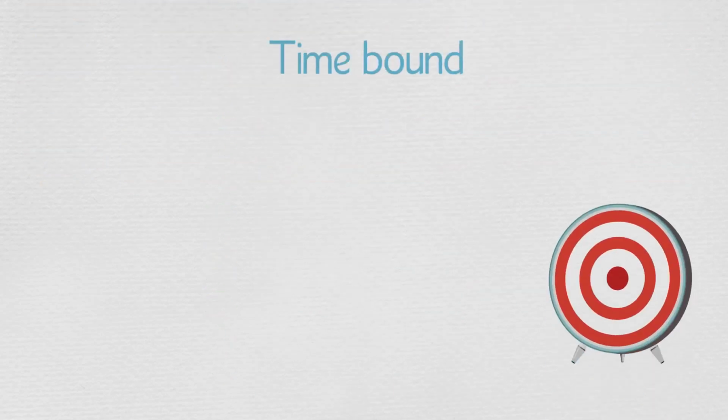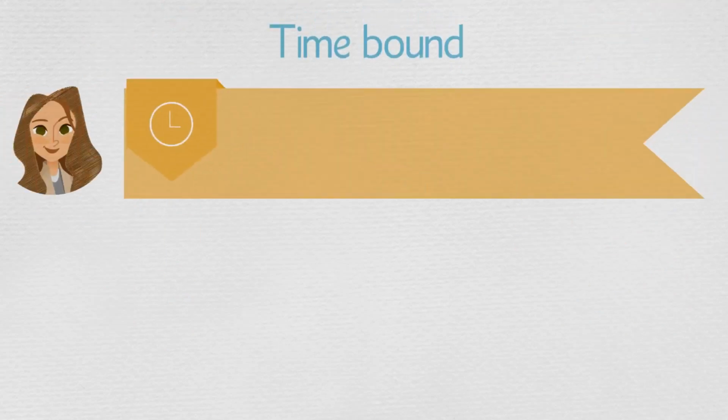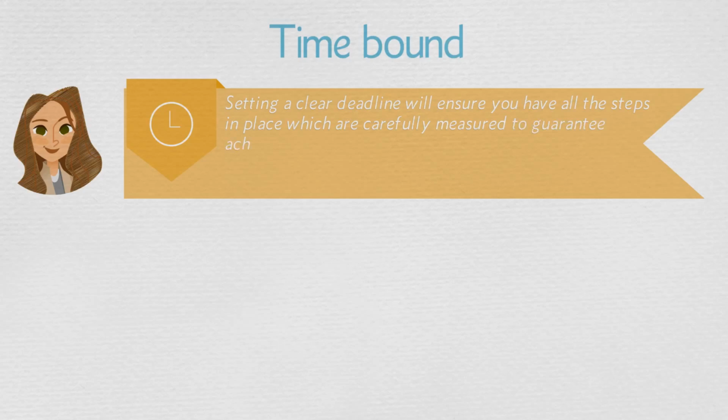T is for time-bound. All targets must have an endpoint. It is vital that you can see when the target has been achieved and what you're working towards. Setting clear deadlines will ensure you have all the steps in place which are carefully measured to guarantee achievement. The time frame you create must be achievable to ensure communication and commitment and pure understanding of the journey required.